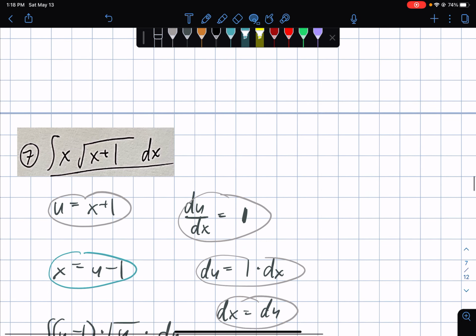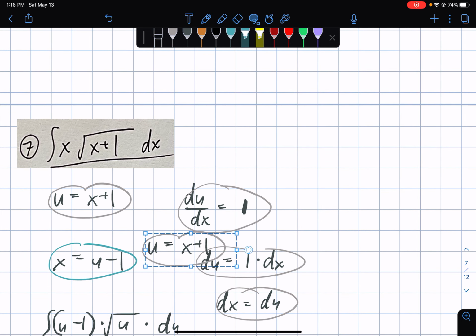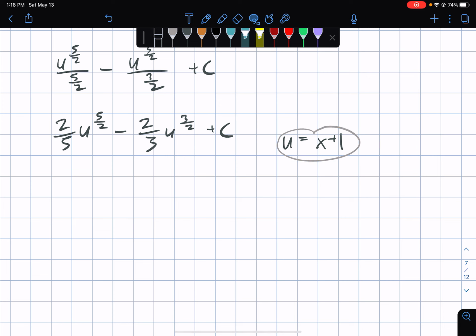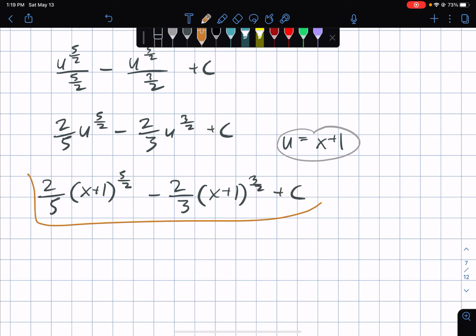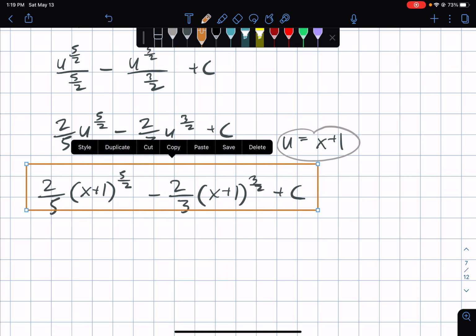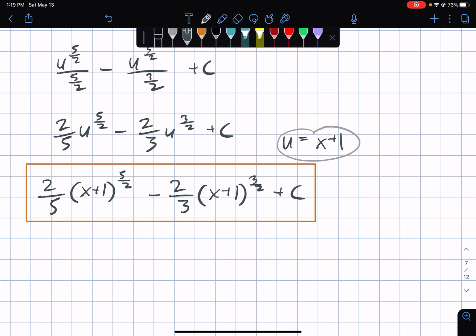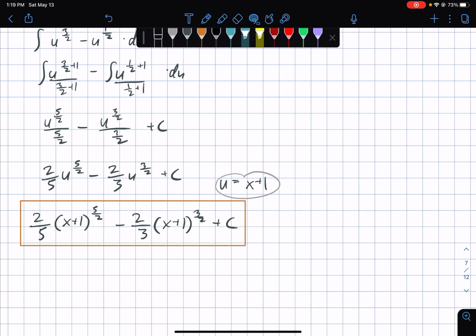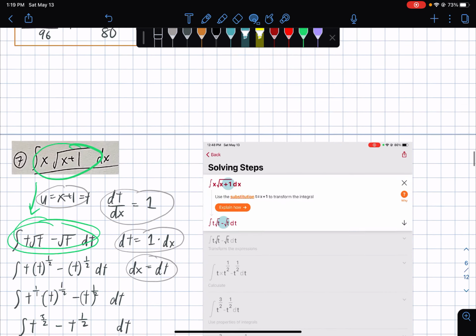What is our u again? Let's bring it down here. U is x plus 1, so sub that. So this is our final answer. Oh my goodness. I've actually never expected that I'd be able to understand it while recording. Let's double check if Photomath has the same answer as mine.